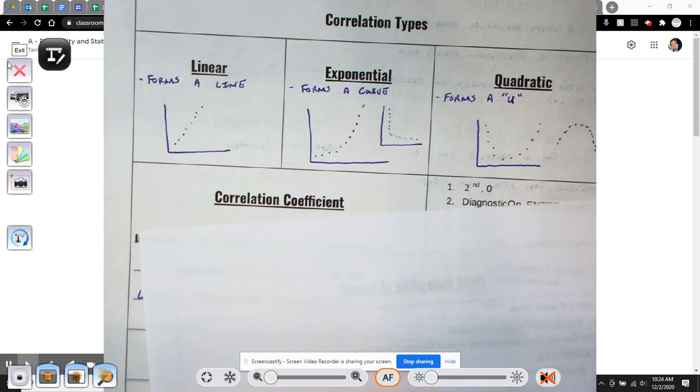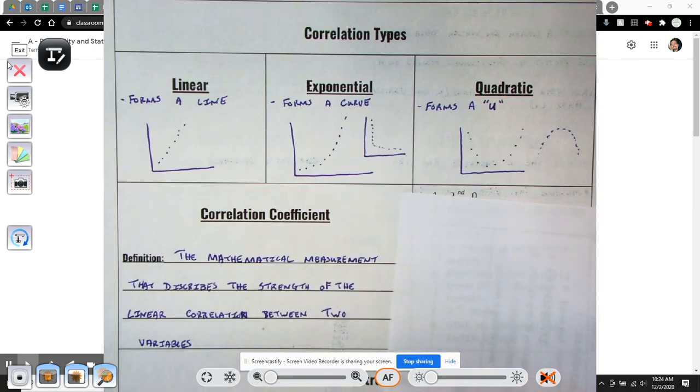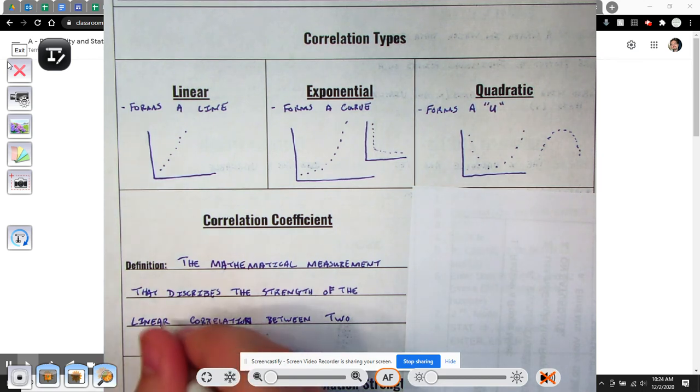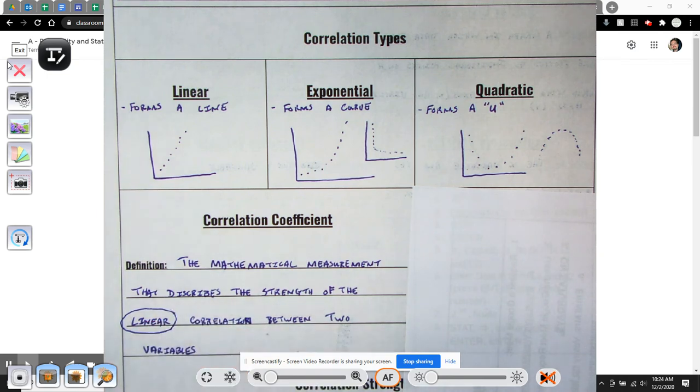So, correlation coefficient. Correlation coefficient is a mathematical measurement that describes the strength of linear correlation between two variables. Key thing, linear correlation. It has to be a linear correlation to get a correlation coefficient. If it isn't, we can't do it.